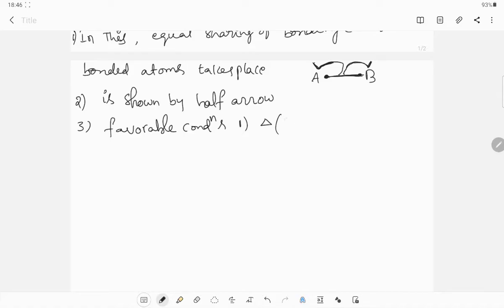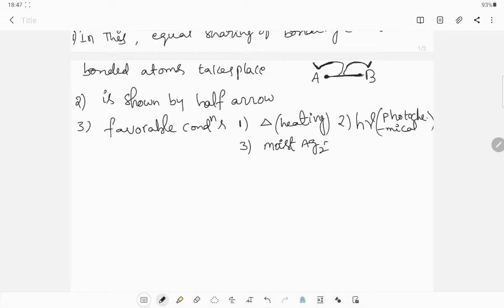If in a reaction you take heating condition, then homolytic fission takes place. And the second one is photochemical condition or light condition. And the third condition is moist Ag2O; if you take it as a reagent, then homolytic fission takes place.